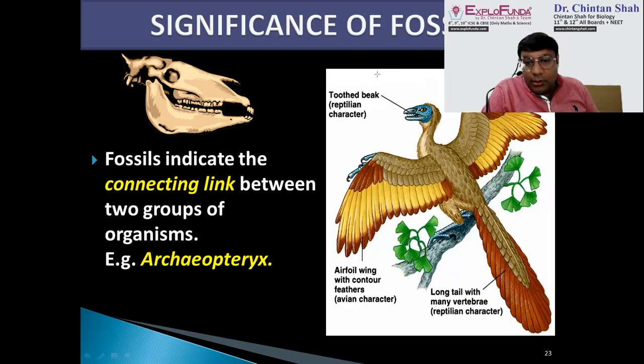But it is having the wings also. Can you see something here? The nails are there in its forelimb. It has a long tail with many vertebrae. So that is a reptilian character. Airfoil wing with the contour feathers, that is known as an avian character. The wing claw is a reptilian character. So there are some reptilian characters and some avian characters. That's why this is a connecting link between the reptiles as well as aves.